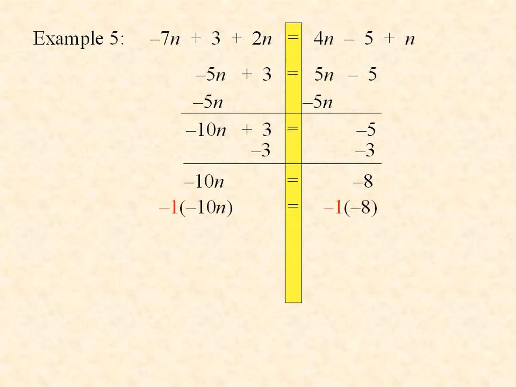We'll multiply by negative 1 so that we have positive 10n on the left. And that gives us 10n is positive 8. Now we can get rid of the 10, divide by 10. And that leaves us n is 8/10, which reduces to 4/5.